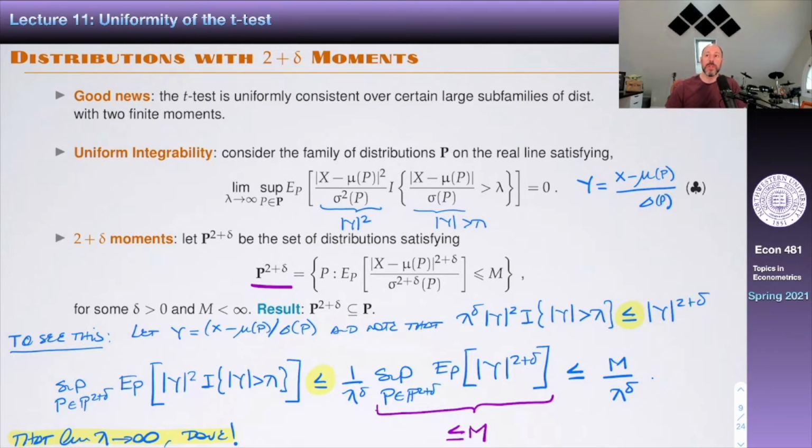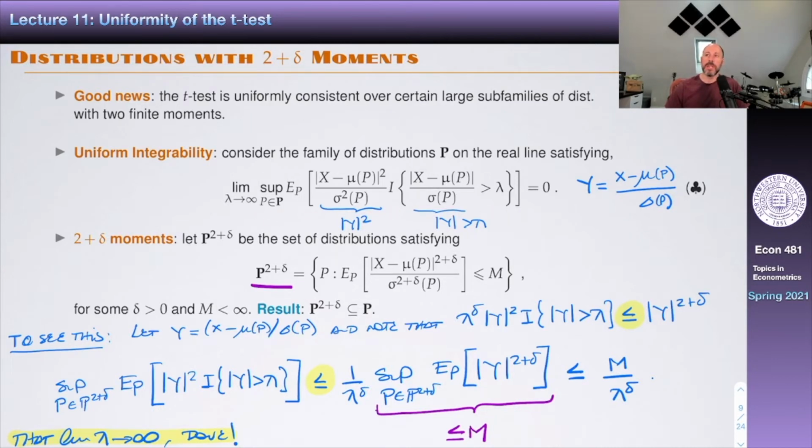So, depending on the papers that you read, you're going to see papers talking about uniform integrability, other papers talking about 2 plus delta moments. The argument for using 2 plus delta moments is that some researchers will say, well, this is easy to explain to the audience. You just have bounded moments, done. People are used to those types of arguments, whereas this condition over here is much harder to interpret.